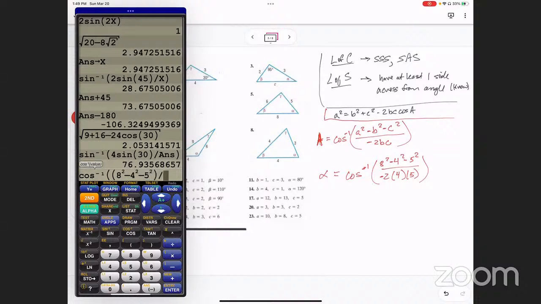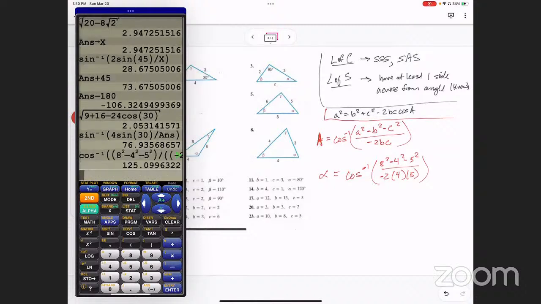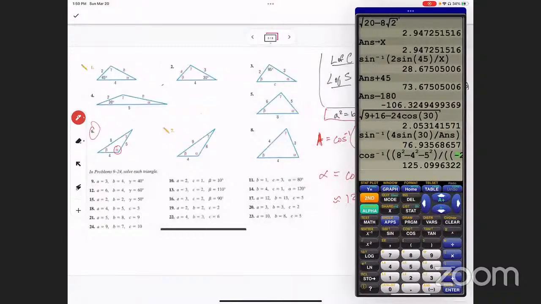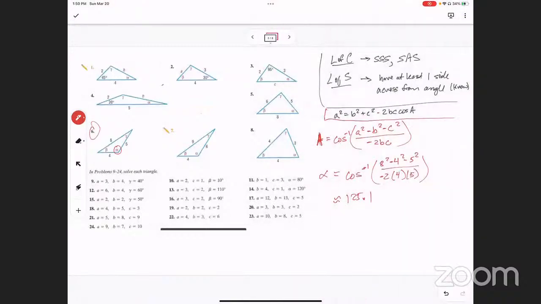And then I'm going to divide that by, and I'll go ahead and use parentheses for this as well. Because if I don't, what might happen is it might only divide it by that first thing I punch in and then multiply it by the other things. In fact, most likely that's what's going to happen. So divided by, I'll even use another set of parentheses just to be super careful, negative 2 times 4 times 5. And that answer is 125.1. Okay, so 125.1, and that looks about right.